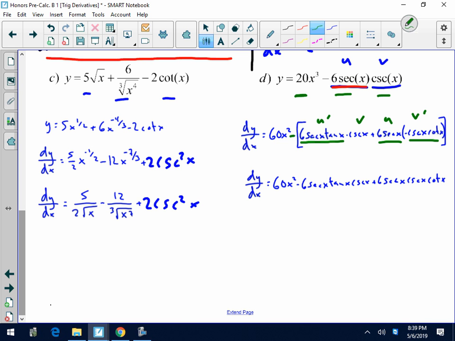And of course, there's more simplifying we can do with identities, but for right now, just going through the process of taking the derivative, this form is good enough for us.